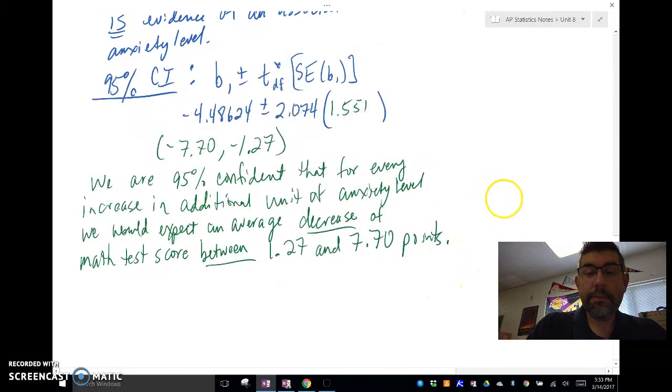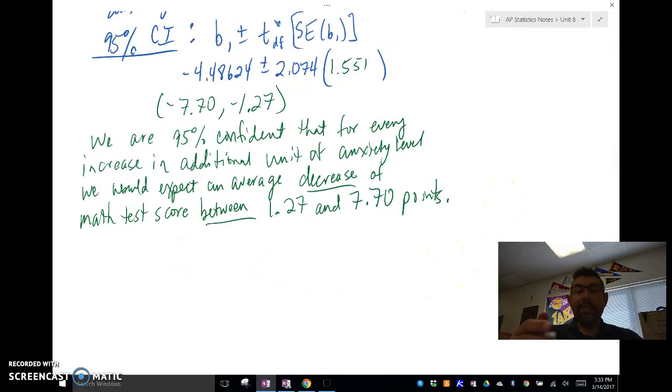All right? So we're basically interpreting the slope, because that's what these represent, but between two slopes. We're talking about a confidence interval between two slopes. So we're 95% confident that for every additional unit of anxiety level, we would expect an average decrease, because they're both negative, of the math test score between 1.27 and 7.70 points. So that's how we interpret it.